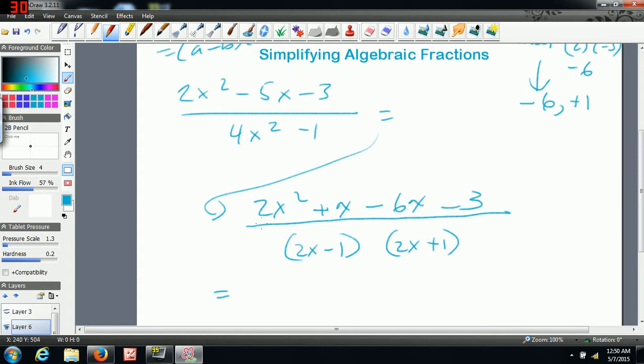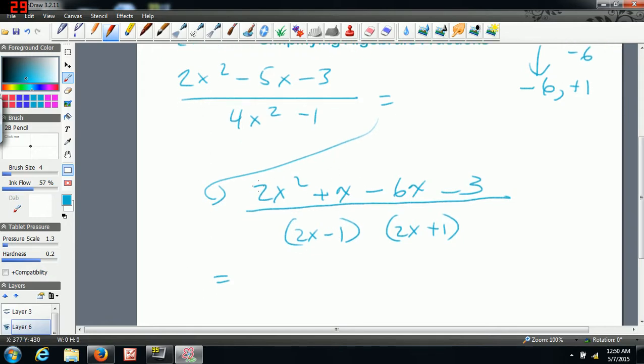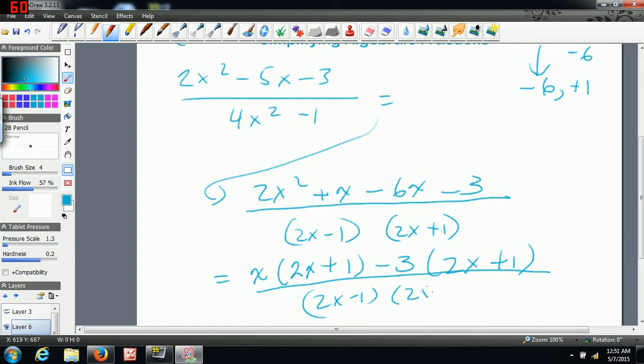So at this point, we're going to see what we can factor out. We've got 4 items on the top, so we're going to factor something common from the first two. If I look carefully, the biggest thing I can divide out of both of these is an x. So 2x squared divided by x gives me 2x. Then x divided by itself gives me 1. Over here, the biggest thing I can factor out is a 3. So then I'm left with 2x plus 1 again. And on the bottom, I've just got 2x minus 1, 2x plus 1.